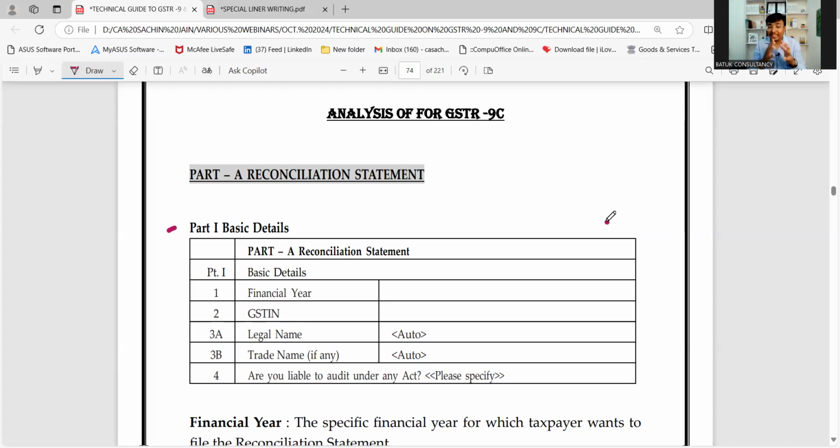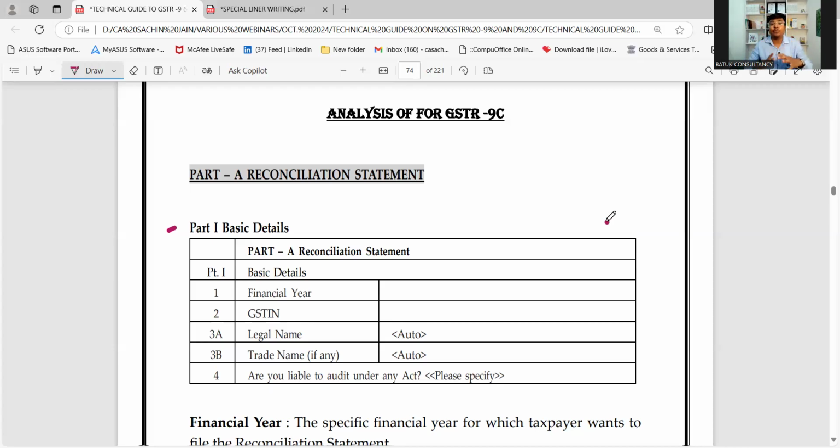As in GSTR-9, we have covered the complete GSTR-9 in certain tables and certain parts. In case of GSTR-9C, we also have certain tables and certain parts, and we are supposed to discuss each and every part in a detailed way. The same mechanism will be followed. I am not going to read each and every line of this book. This book is available with you.